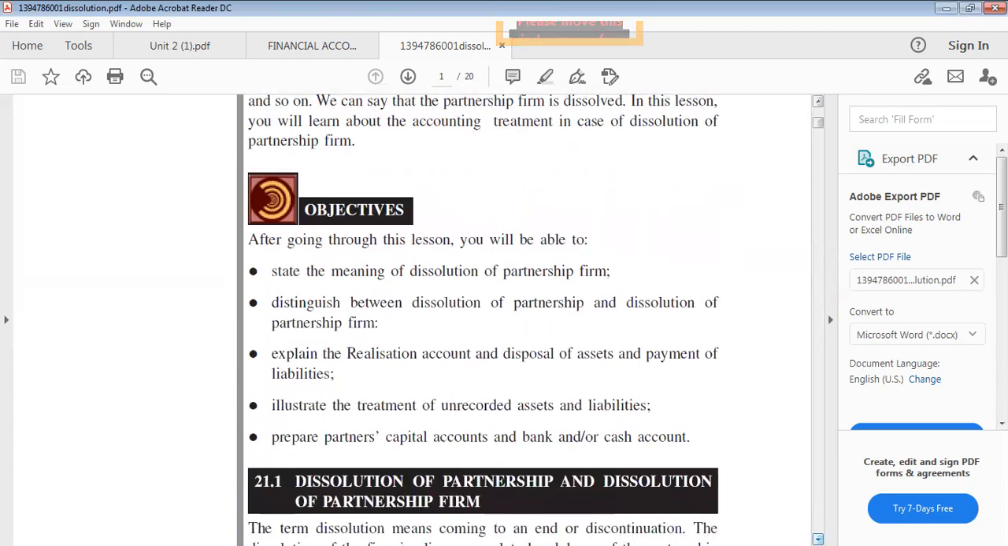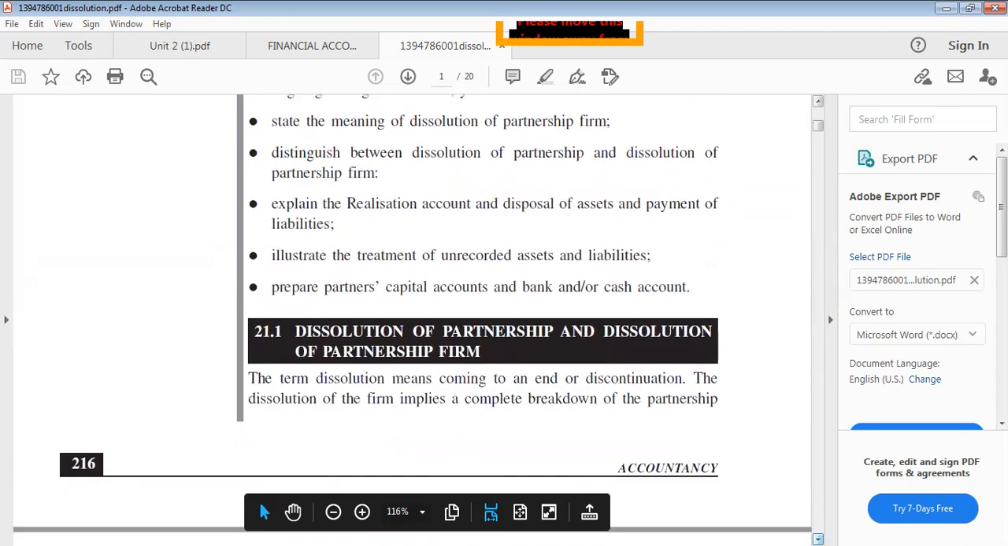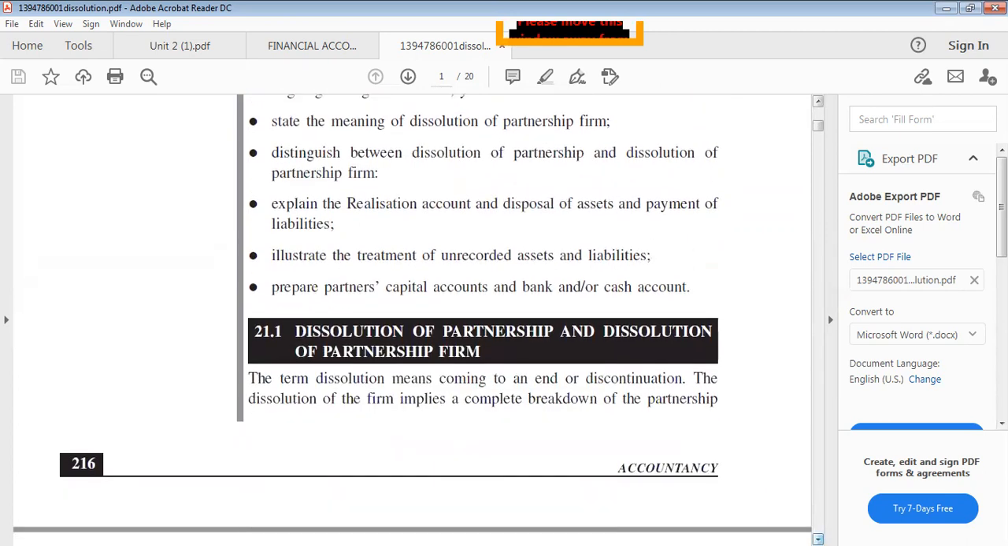State the meaning of dissolution of partnership firm. Distinguish between dissolution of firm, partnership, and dissolution of partnership firm. Explain the realization account and disposal of assets and payment of liabilities. Illustrate the treatment of unrecorded assets and liabilities. And prepare partners' capital accounts and bank and cash account.